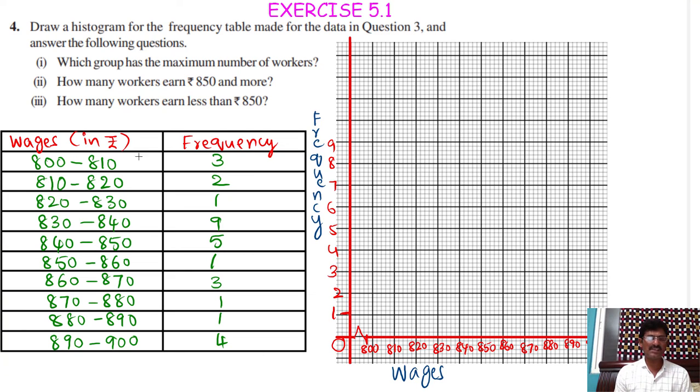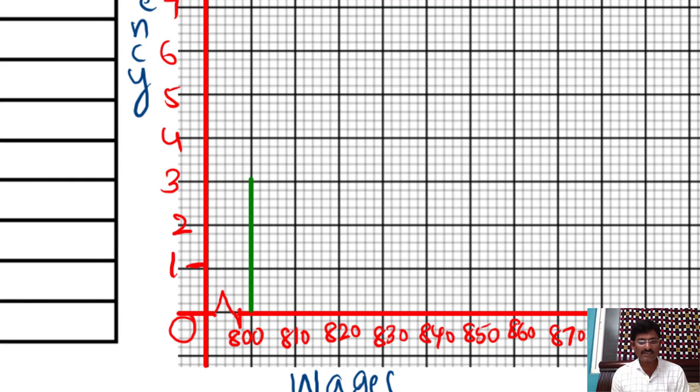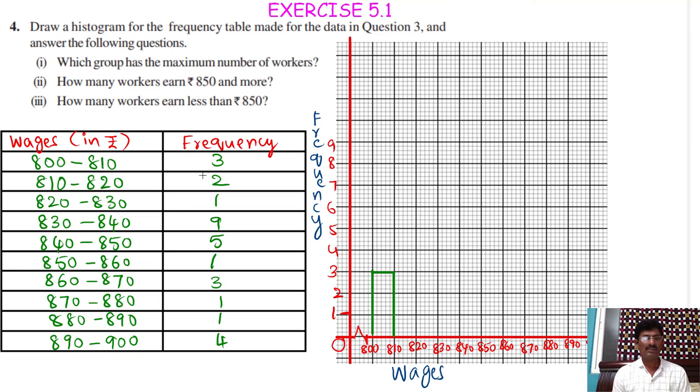If we observe the wages and the corresponding frequencies, from 800 to 810, we have the frequency 3. So let us construct a rectangle with the height 3, in between 800 to 810. Now for the 810 to 820 interval, the corresponding frequency is 2, so we construct a rectangle with the height of 2 units. Now for 820 to 830, we have frequency 1, so we construct a rectangle with the height of 1 unit.